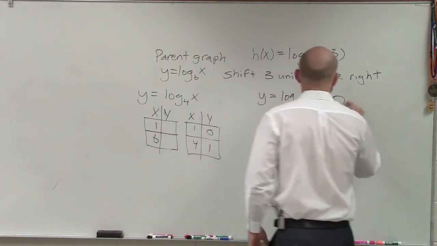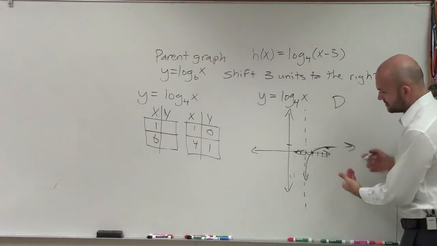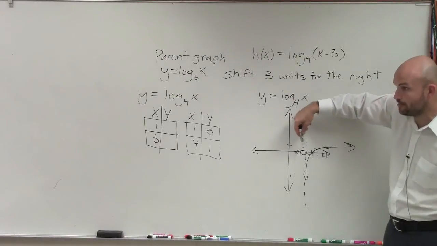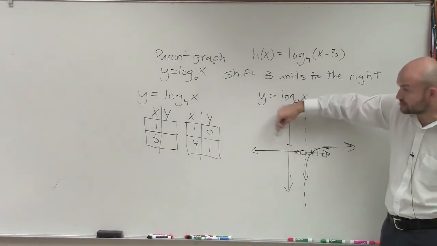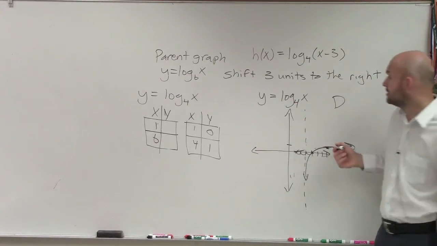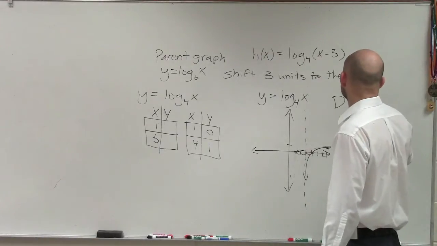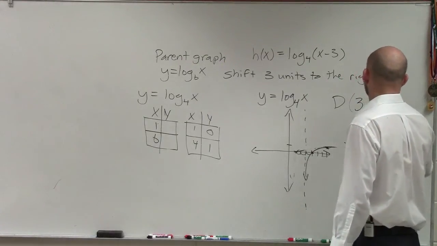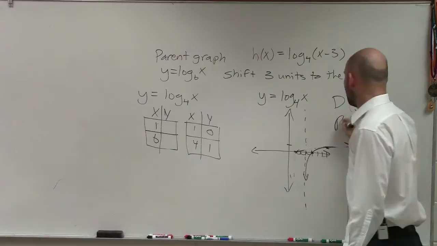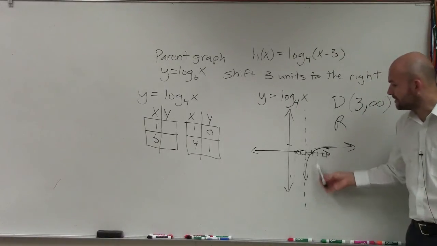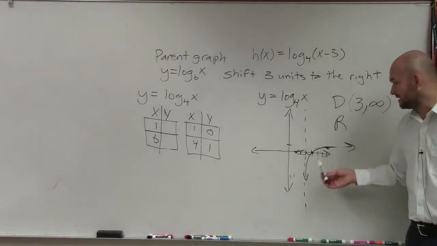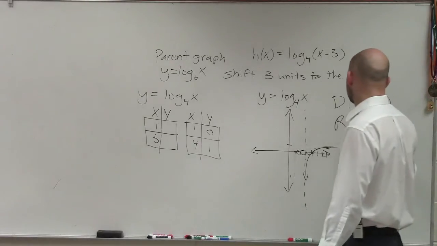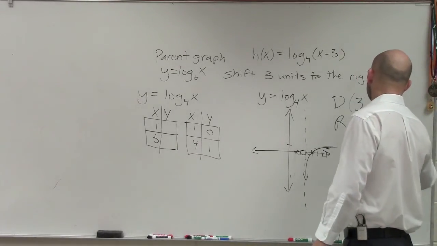Now, if you notice, the domain is the set of all x values. The set of all x values do not go to the left of 3, right? So the domain is going to be all values that are greater than 3. The range, this graph, is going to decrease infinitely and increase infinitely. So that's going to be from negative infinity to infinity.